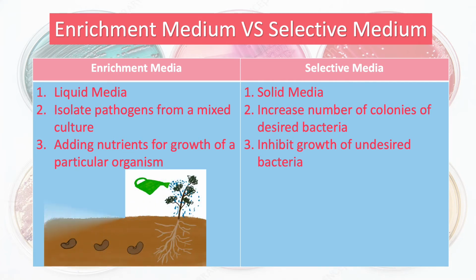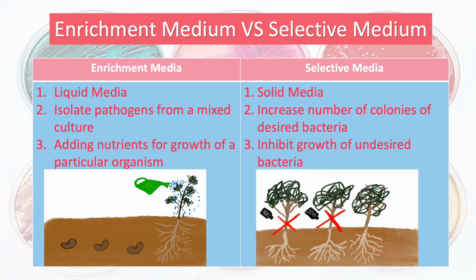So I look at it as sowing seeds and then only giving nutrition to one seed so it could grow better. So that's how I look at enrichment media. While, for example, selective media is giving poison to other trees so only one can survive.